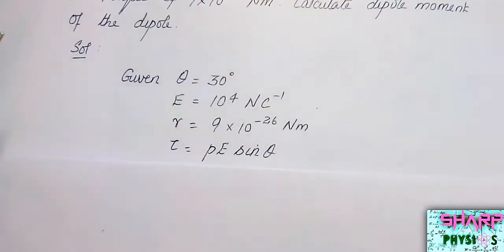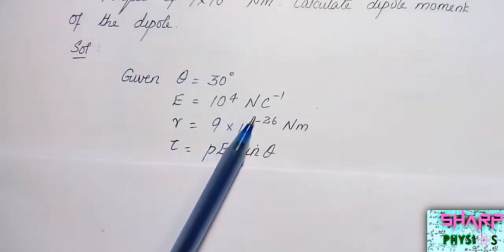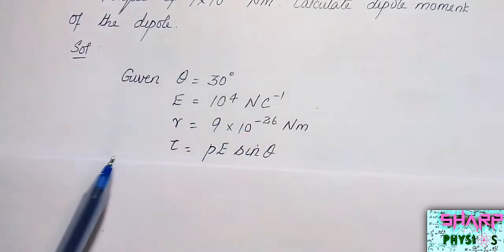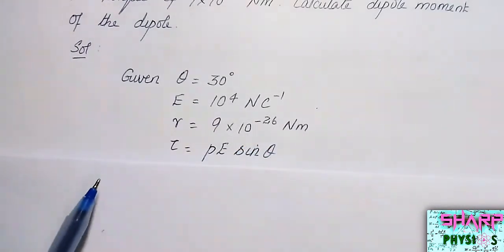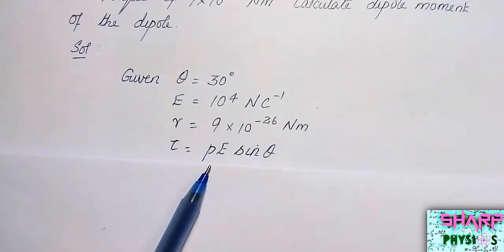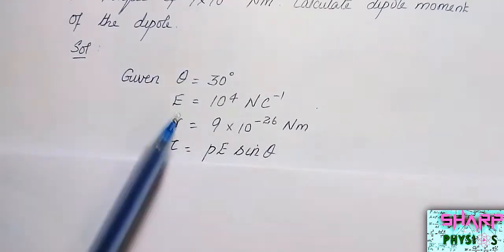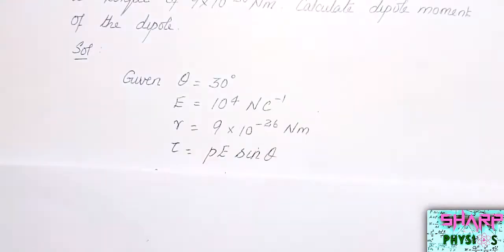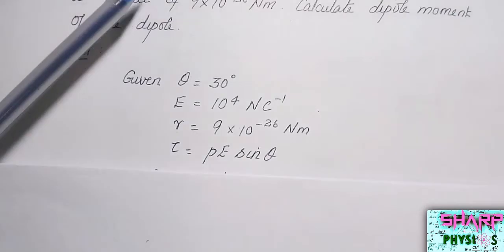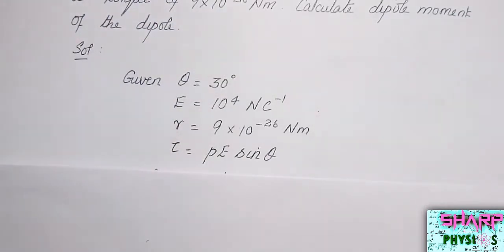So here it's given theta is equal to 30 degrees. E is equal to 10 to the power 4 Newton per coulomb. Torque is equal to 9 into 10 to the power minus 26 Newton meter. So we have the formula tau is equal to PE sin theta. So you have the value of theta here, you have the value of E here. Also it's given the torque is 9 into 10 to the power minus 26 Newton meter.